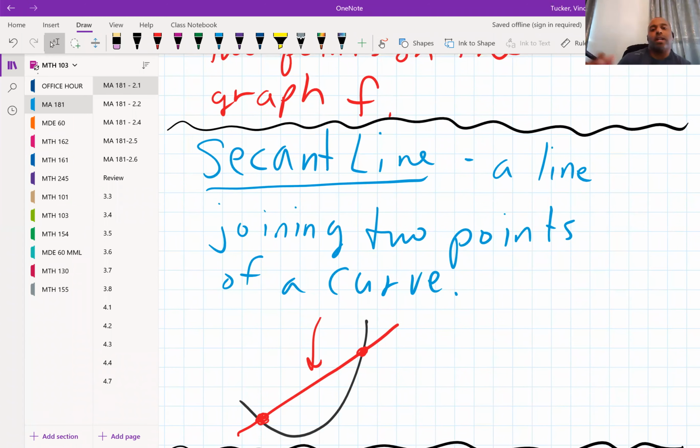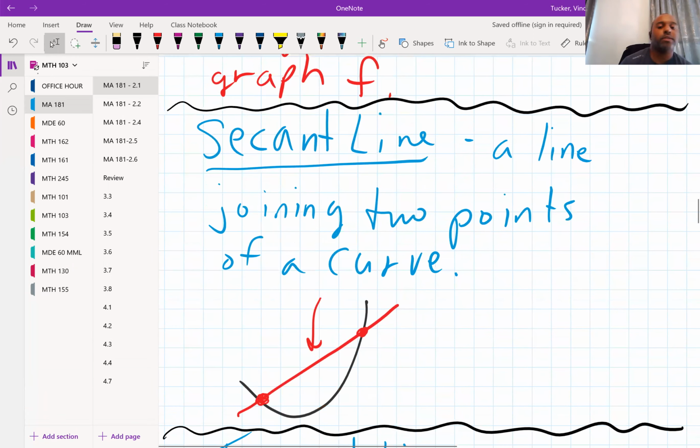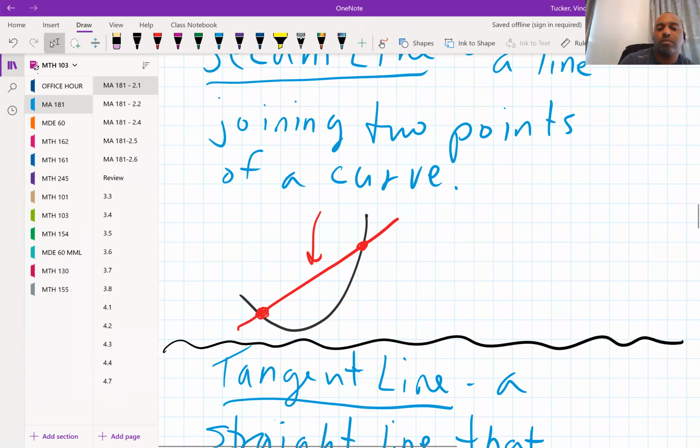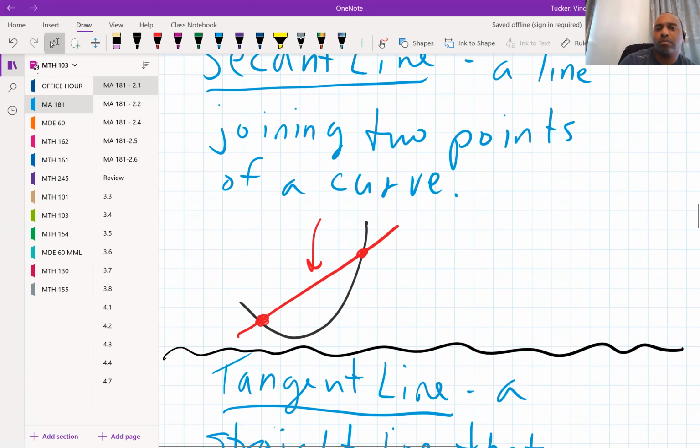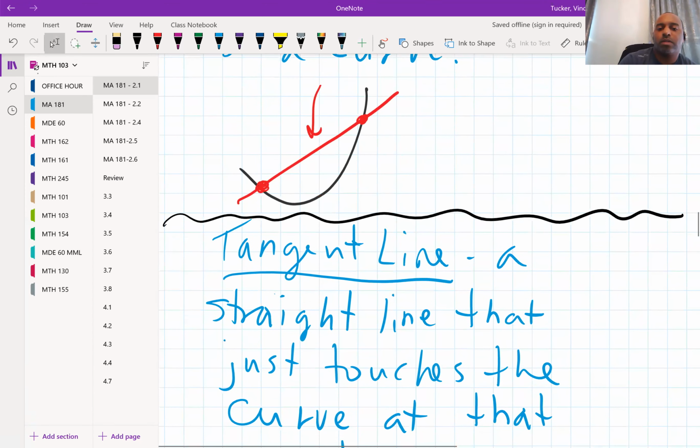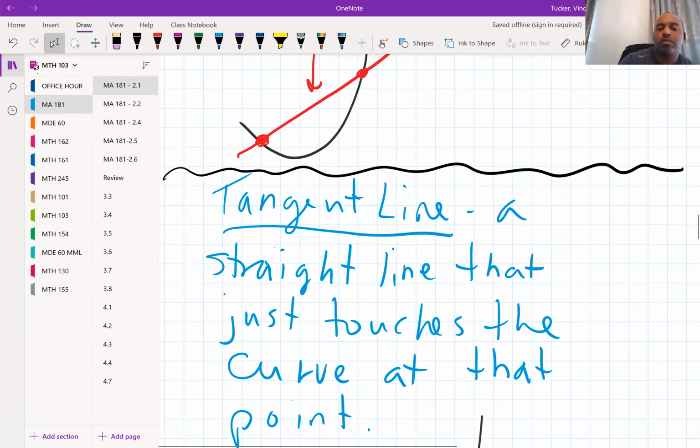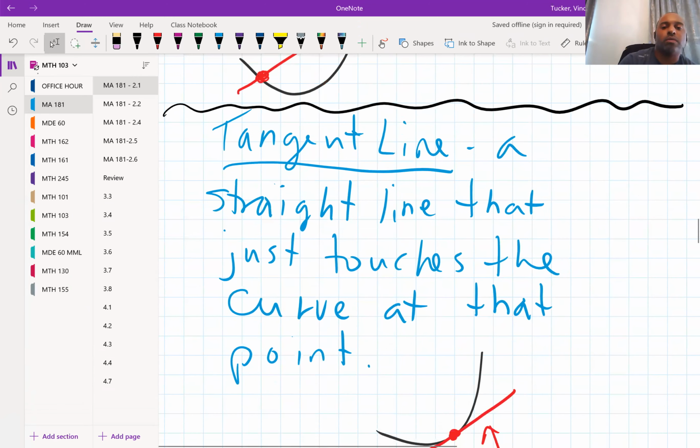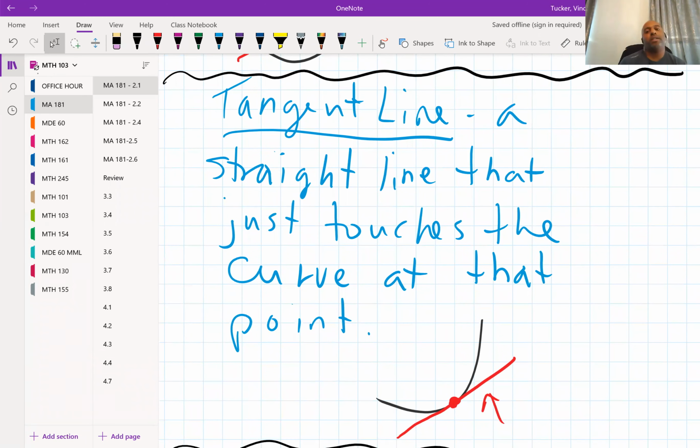All right, so a secant line is a line joining two points of a curve. So it's a little diagram right there. And a tangent line is a line that just touches the curve at that point.